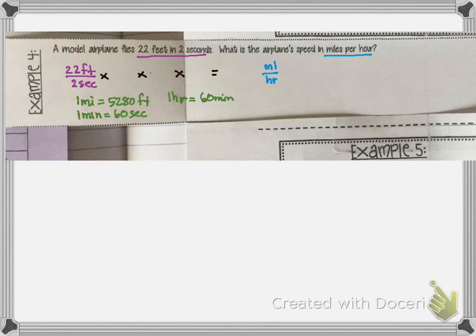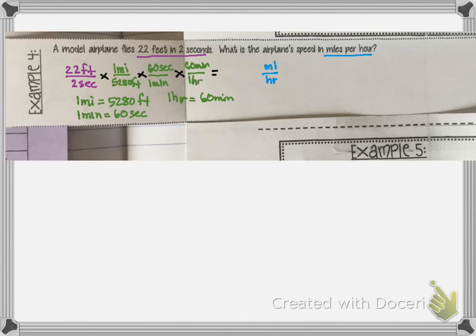Yep. Okay. So first off, I need to get rid of the feet. So I'm going to put the feet on the bottom. So 5,280 feet on the bottom, 1 mile on top. Mile on top, check. Next, I'm going to take seconds, put them on top because they're on the bottom, and I'm going to put minutes on the bottom. Okay, that still doesn't get me to hours, so I got to do one more conversion. I'm going to put the 60 minutes on top and the 1 hour on the bottom.